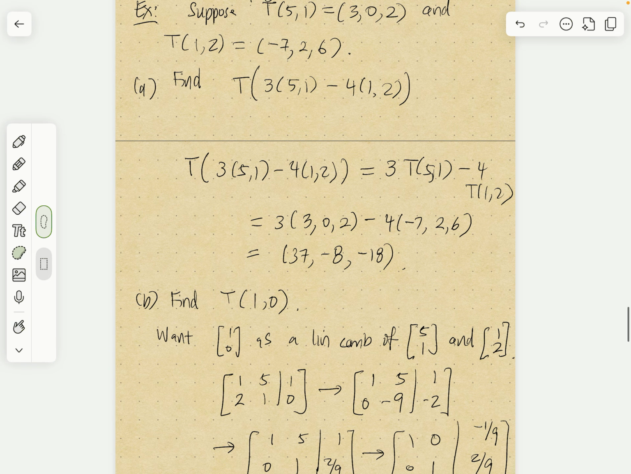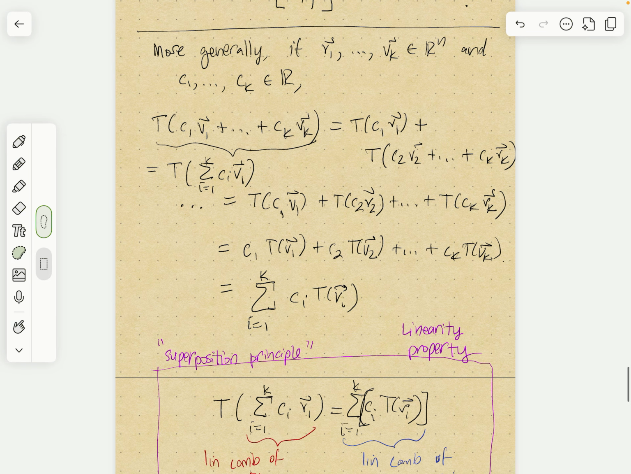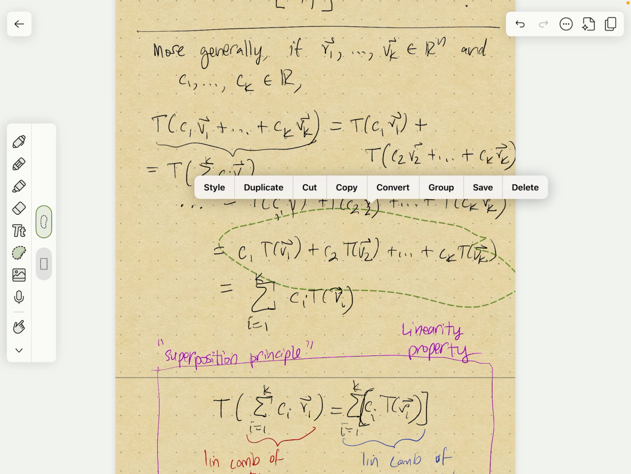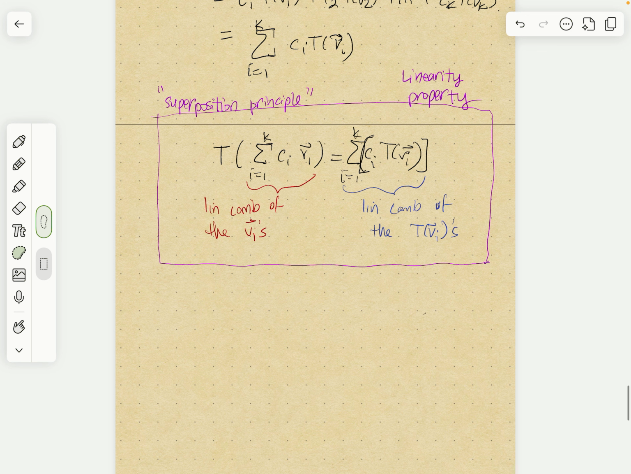Then we used that to do some practice problems, and more generally, if you have a linear combination of k vectors, the output must be the corresponding linear combination of the k output vectors. Sometimes that's called the superposition principle, but it's really this property of linearity.